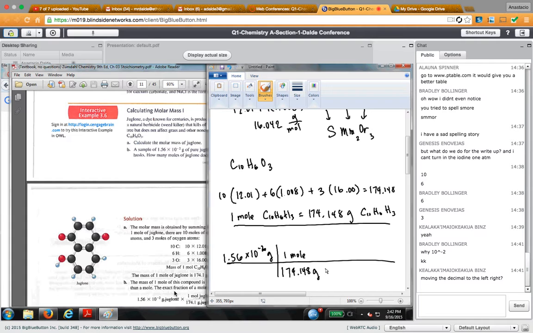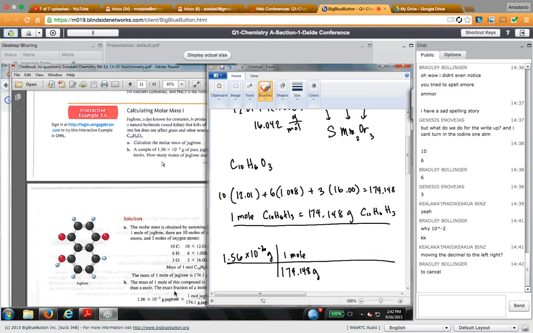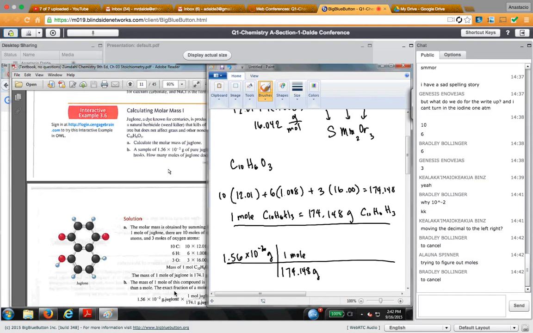Well, remember what they're asking us for. How many moles of Juglone? We want moles as our answer. Do we want grams anywhere in our answer? No. We just want moles. So what's nice is if I have the 174.148 grams on the bottom, then it cancels out with this grams on the top, which is the point. Does that make sense?